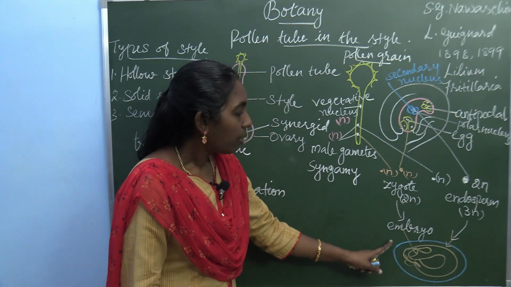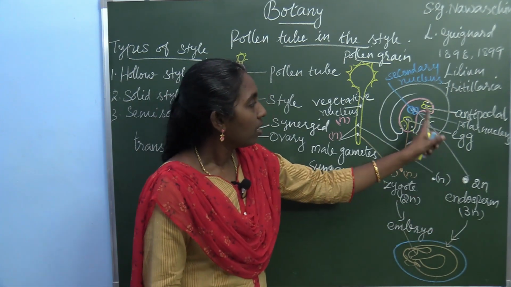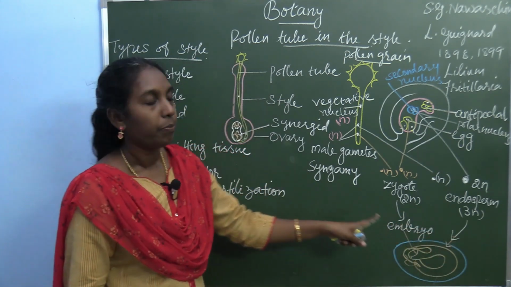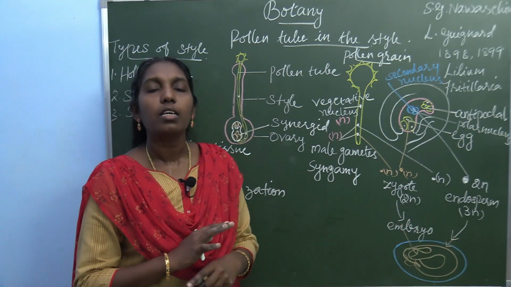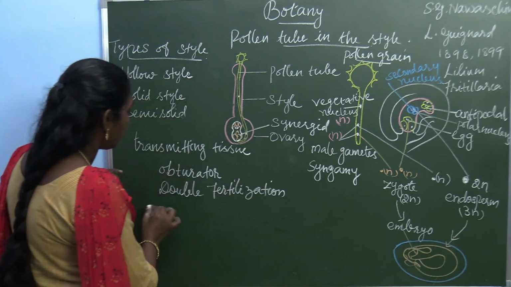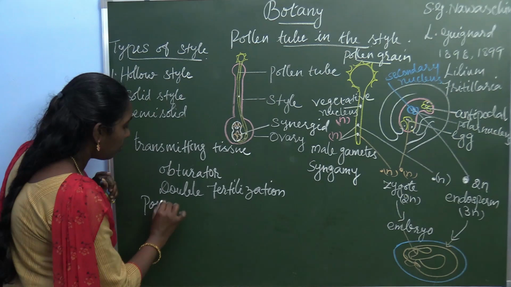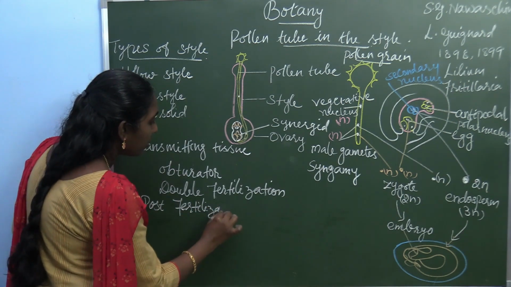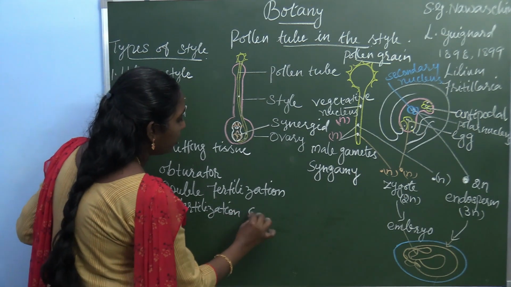From the zygote, the embryo is formed. From the secondary nucleus, endosperm is developed. After this, there are a number of changes. That is, the next process is called post fertilization changes.